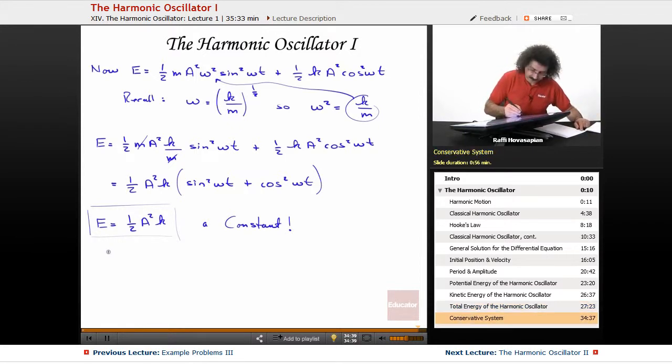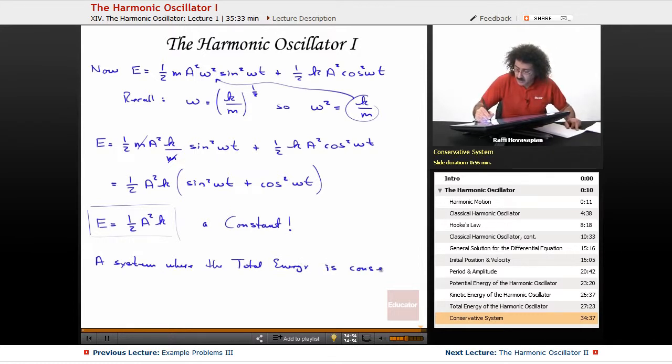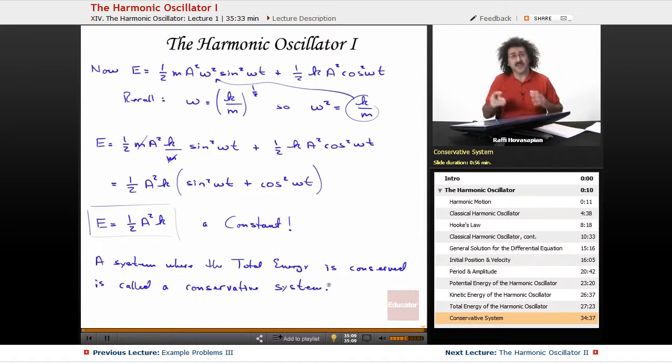So we have now a system where the total energy E is conserved. It is called, appropriately, a conservative system. The harmonic oscillator that we've described is a conservative system. Energy is a constant. It's transferred between kinetic and potential, but it is a constant. It doesn't go away. Energy is conserved. It isn't lost to anything.